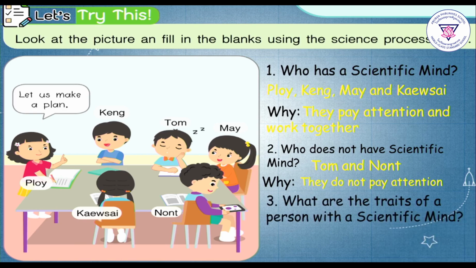Third question: what are the traits of a person with a scientific mind? Meaning to say, question number 3 is asking what Ploy, Keng, May, and Kausai have. Because they are disciplined and eager to learn. Disciplined in the sense that they want to listen and they work as a group, and they are eager to learn. They want to learn something.